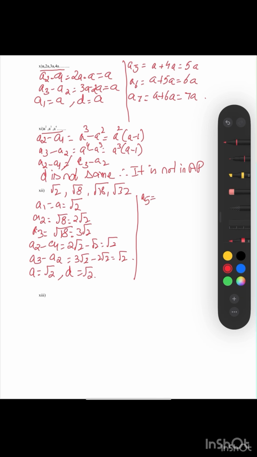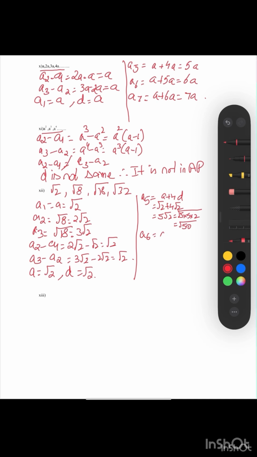A5 will become A plus 4D. That will become root 2 plus 4 into root 2, so this will become 5 under root 2. And 5 under root 2 can further be written as, when I take 5 inside the root, 5 into 5 into 2, which is under root 50.